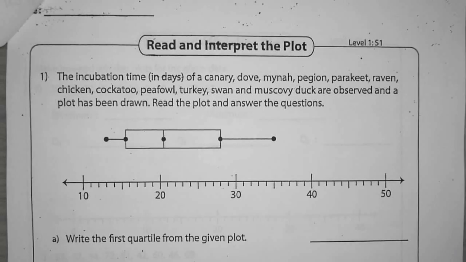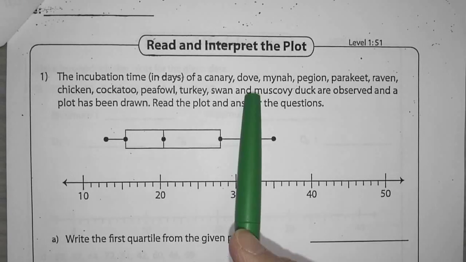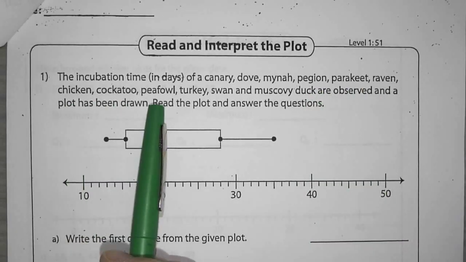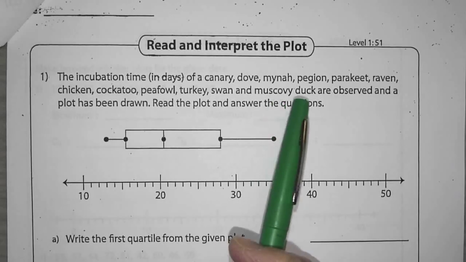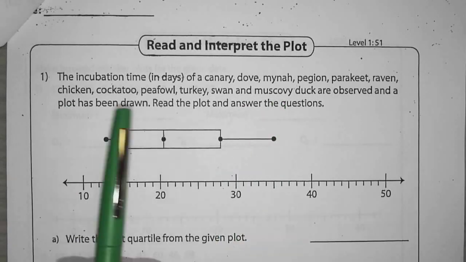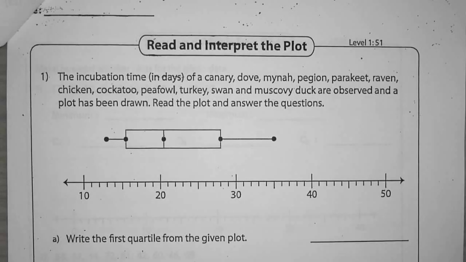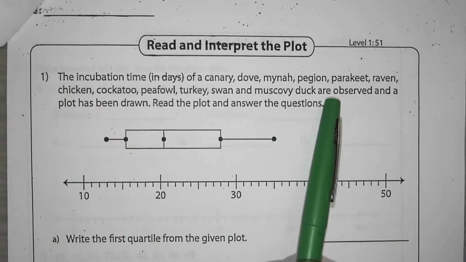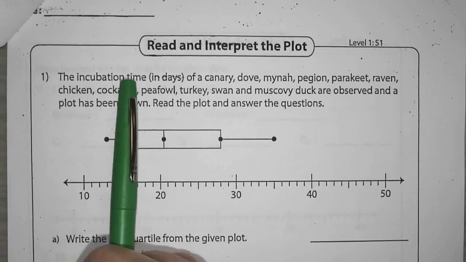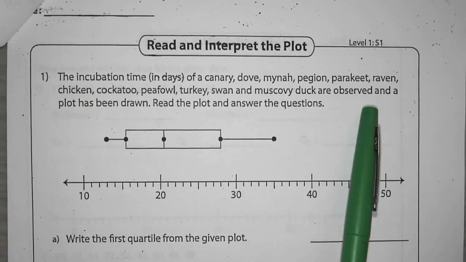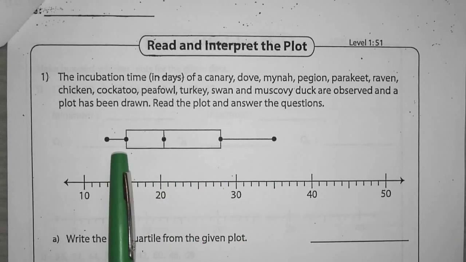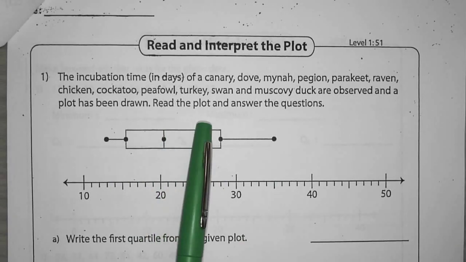The incubation time in days of a canary, dove, myna, pigeon, parakeet, raven, chicken, cockatoo, peafowl, turkey, swan, and a Muscovy duck. So these are all birds. Incubation is how long they stay in the incubator, I guess, before they hatch, I think is what we're looking at. The incubation time is observed for all of these birds, and a plot has been drawn. So then they drew this plot and they put all the data in here. Read the plot and answer the question.